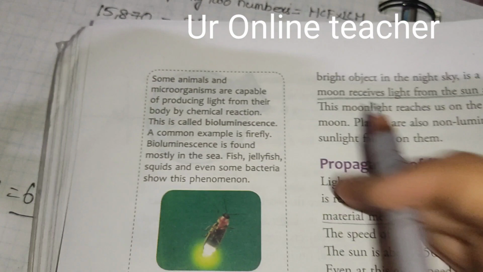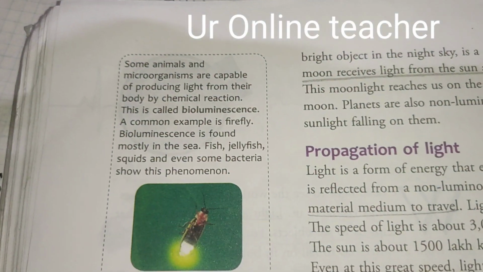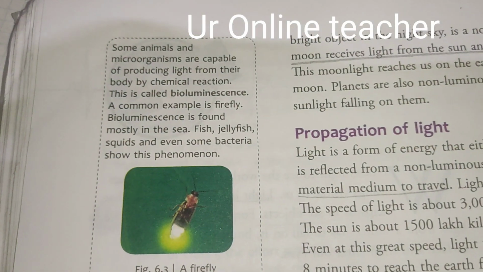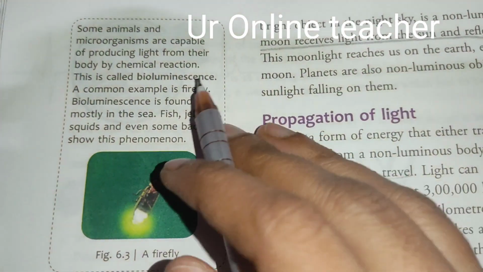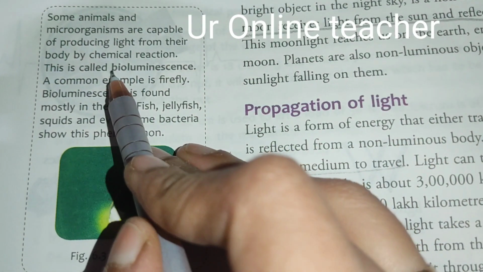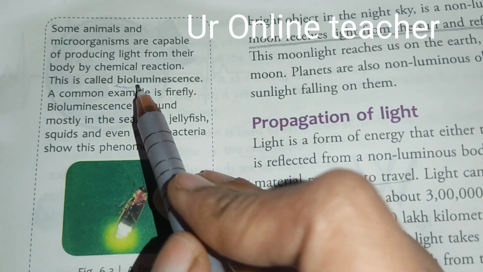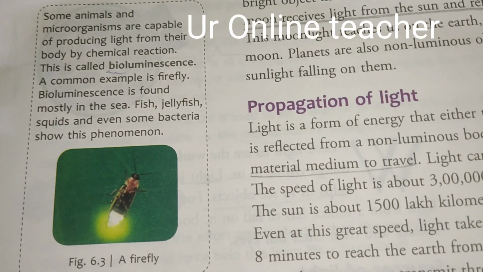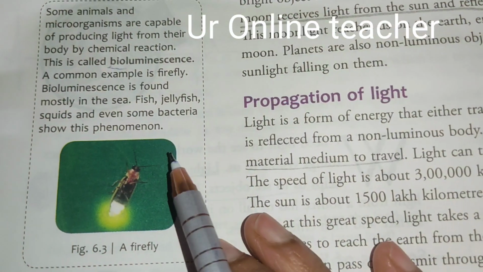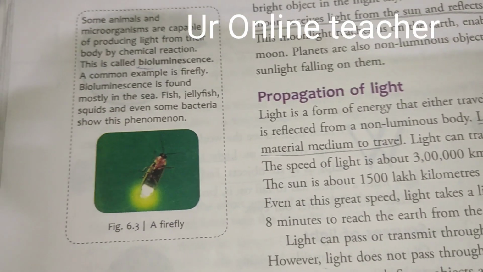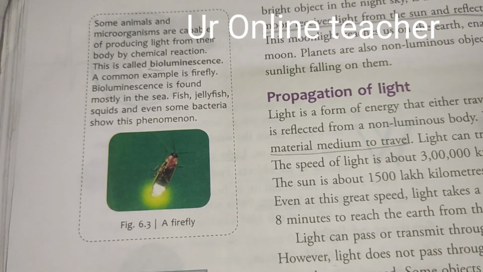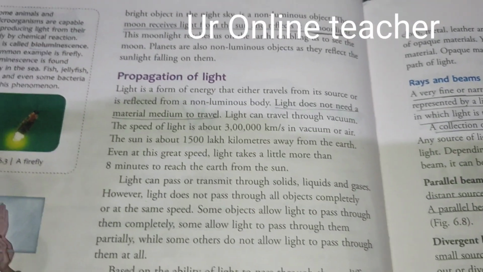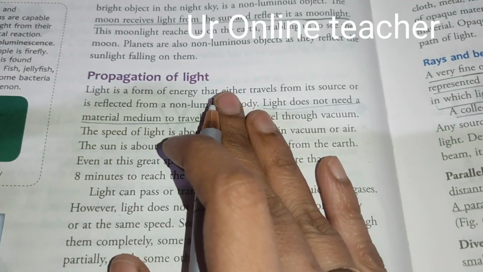We see here that some animals and microorganisms are capable of producing their own light, like a firefly, see here, from their body by some chemical reactions. It is called bioluminescence. Bio means living. Luminescence means they can emit light. So these are biological organisms which can emit light. Examples are the firefly, some types of fishes, jellyfish, squids, and even some bacteria. Right.